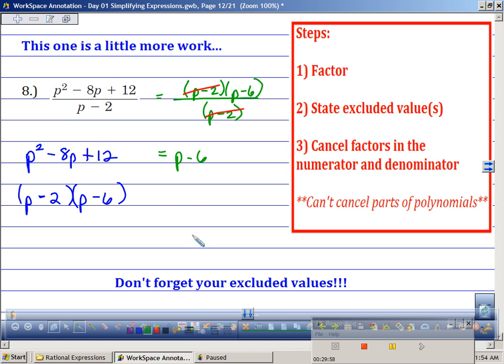Okay, but I forgot. I need my excluded value. What can P not be? 6. No. This is the numerator. It's okay. Denominator. 2. Positive 2. If P was 2, that would make it 0.